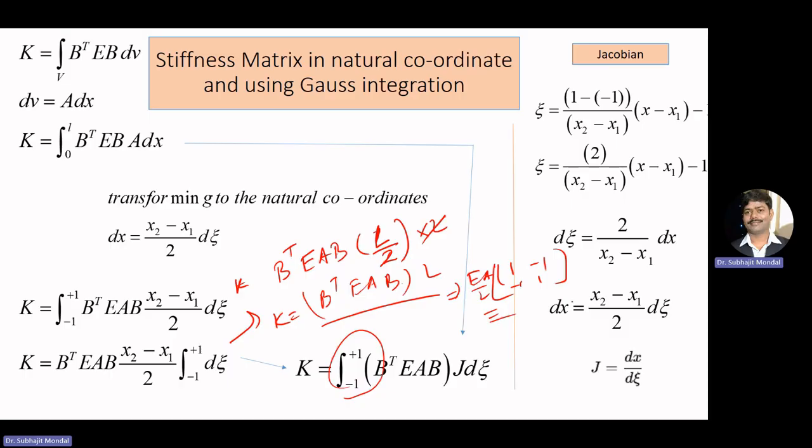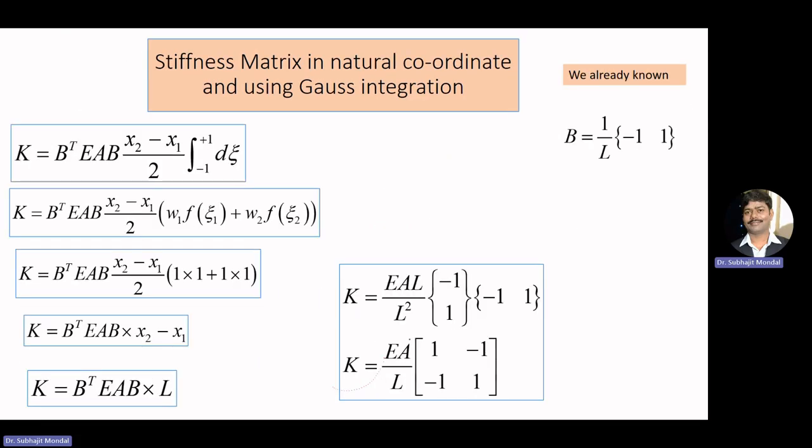Now here our aim is to convert these things into the Gauss integration method or Gauss Quadrature integration method. So this regular integration we need to convert into numerical integration. So next, we are going to use the Gauss Quadrature integration for this. Now here we will observe that the K matrix is B transpose EB times (x2 minus x1) by 2, it is also AL, and here we have this integration from -1 to 1.